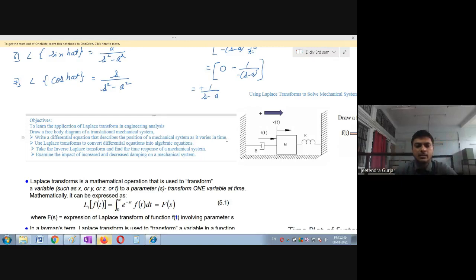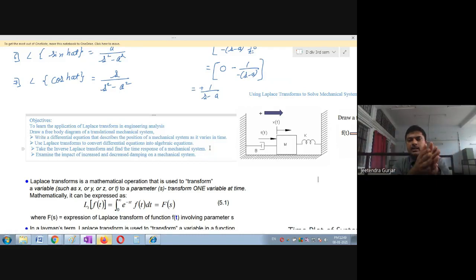The next use of Laplace transform is to convert differential equations into algebraic equations. This is very, very important, and one can easily convert this differential equation into algebraic equations, which we require to see the efficiency of this mechanical system, right? The next objective we have is to take the inverse Laplace transform and find the time response of the mechanical system. Using the inverse Laplace transform, you can see what is the time required here.